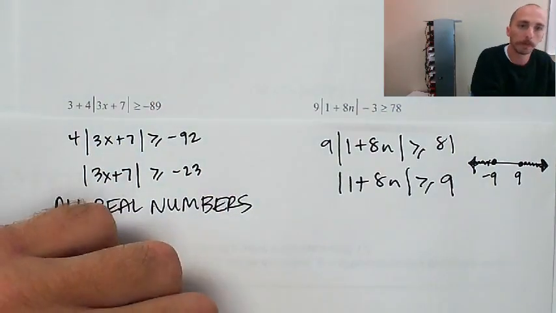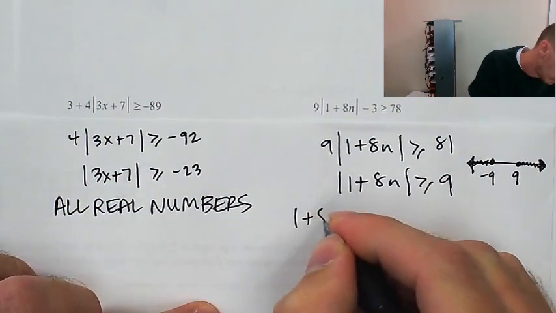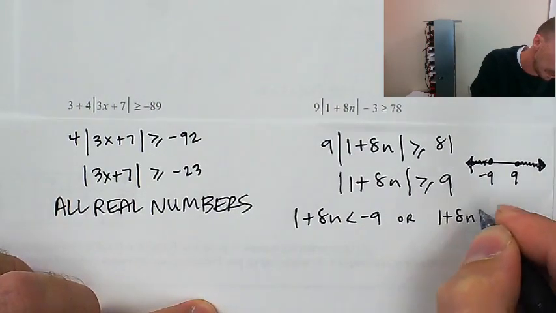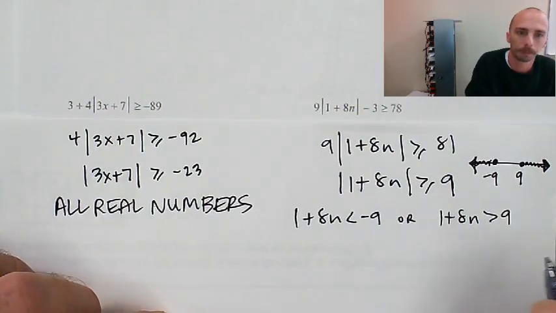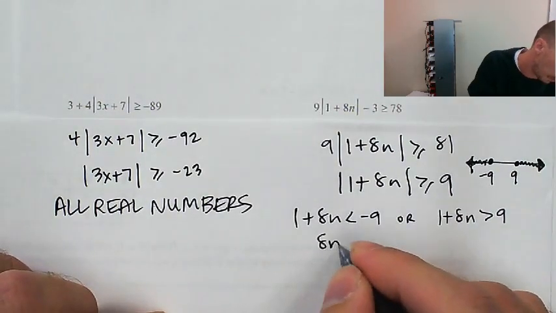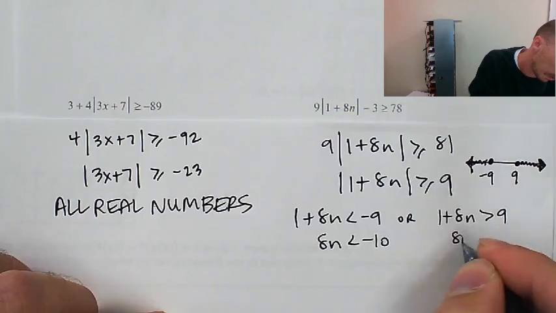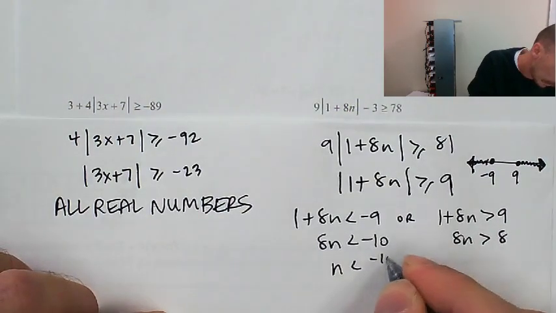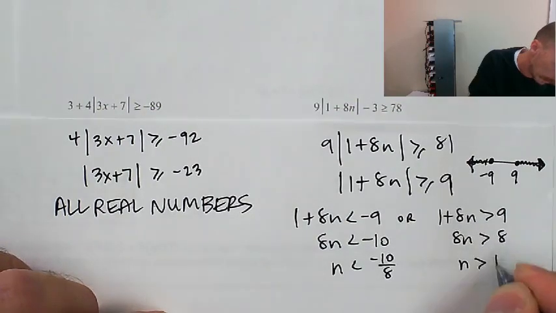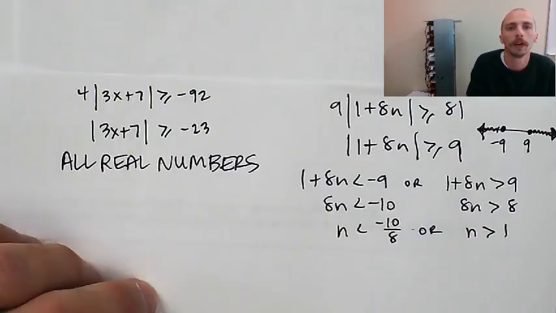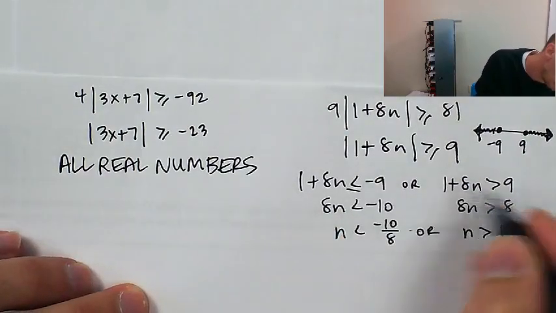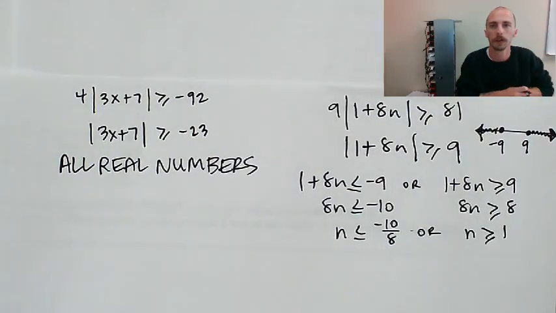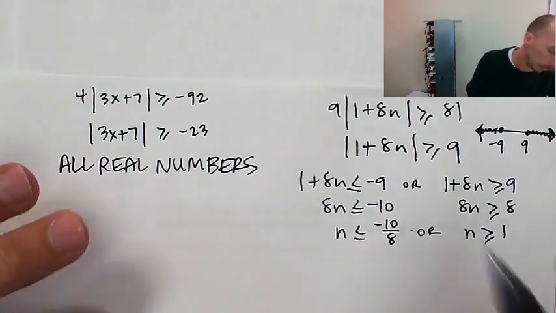So I'm going to say, all right, 1 plus 8n might be less than or equal to negative 9, or maybe 1 plus 8n is greater than or equal to positive 9. And then I could subtract 1 from both sides of these inequalities, and then divide by 8. Throw a little or in there. Wait, I lost track. I did this once earlier today when I was making a quiz key. I lost track of the or equal to part. And you don't want to do that.